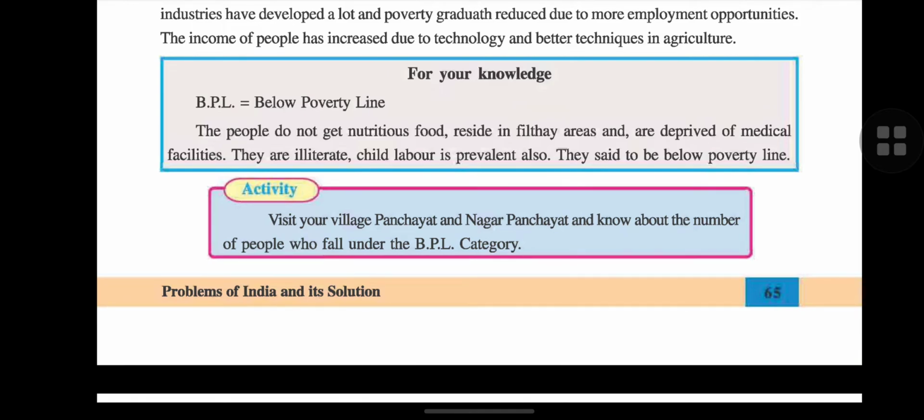The people that do not get nutritious food, reside in filthy areas and are deprived of medical facilities. They are illiterate. Child labor is prevalent also. They are said to be below the poverty line.